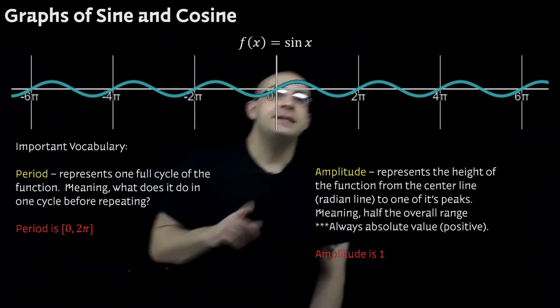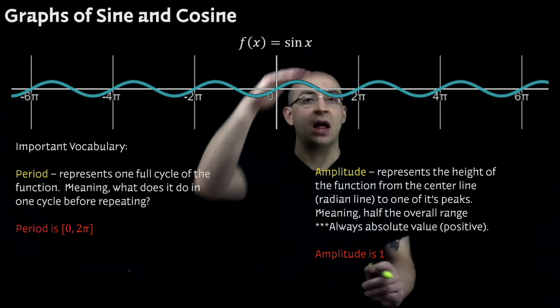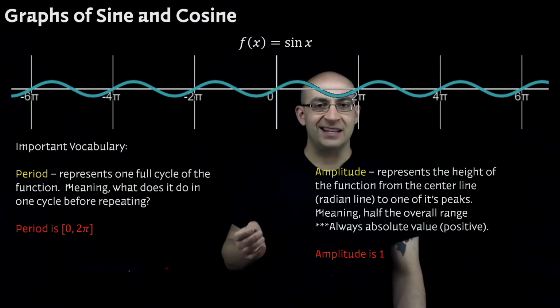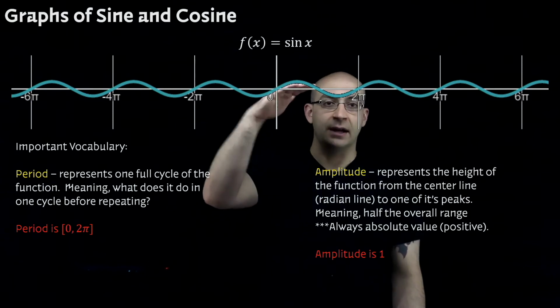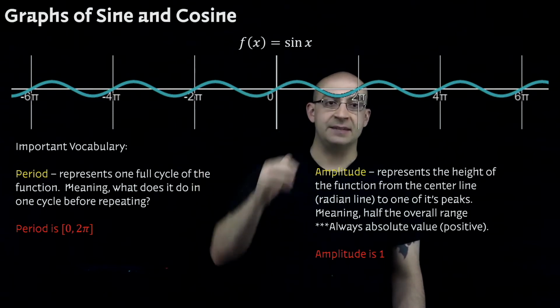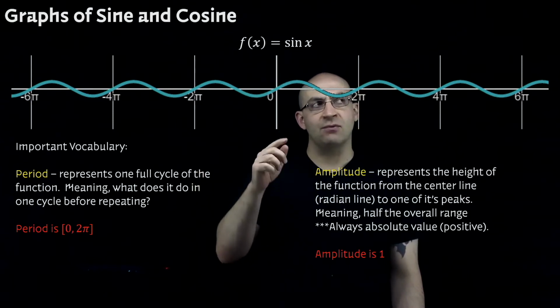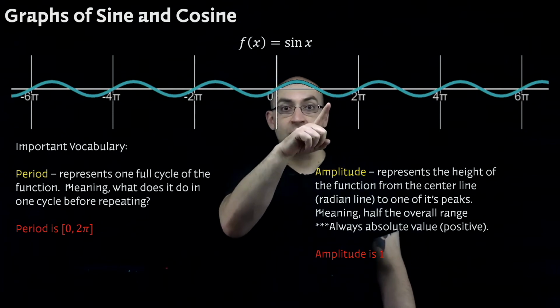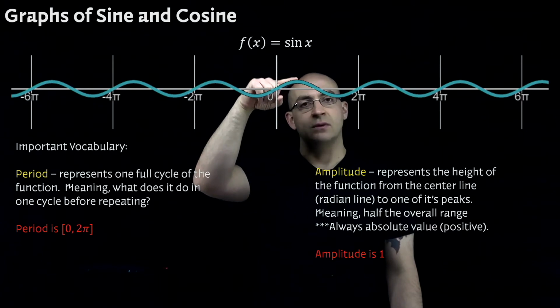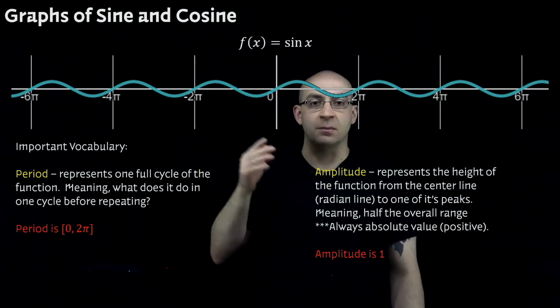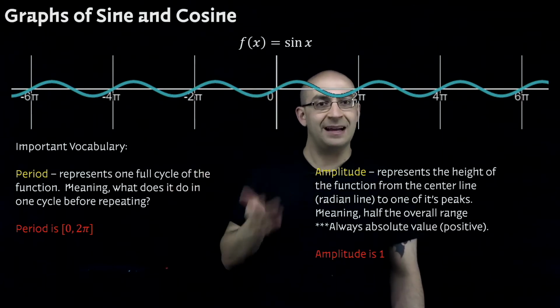Now, next, amplitude. Amplitude is the height of a function. It's not as easy as that though, because it's going to be the height from the center line or the radian line to its highest point. So you might be thinking to yourself, well, sine goes to -1, which is like right here, right? And its max value would be +1. Well, min and max are two completely different characteristics when we talk about amplitude.